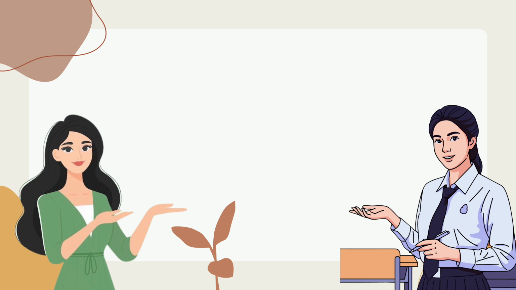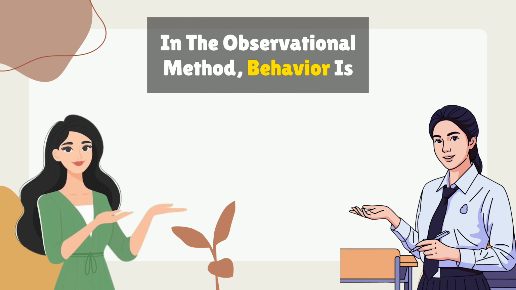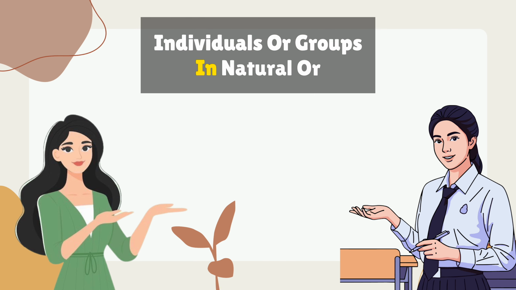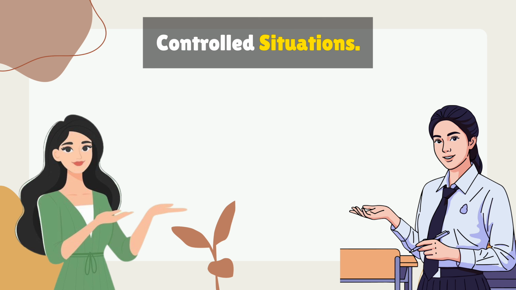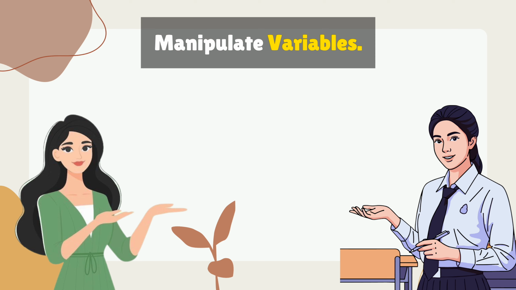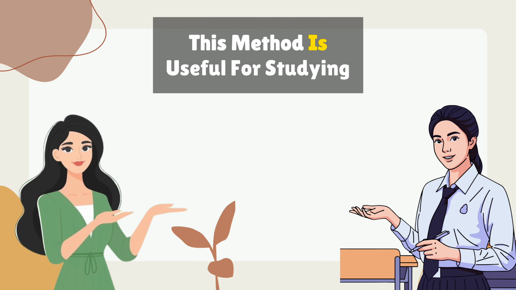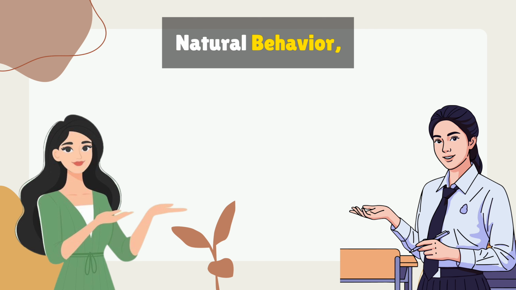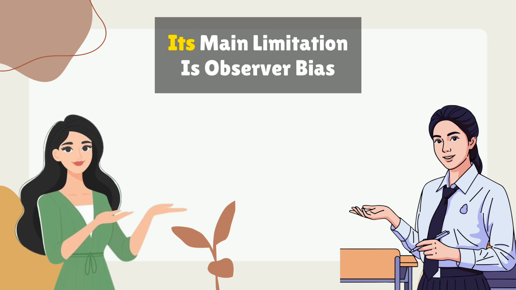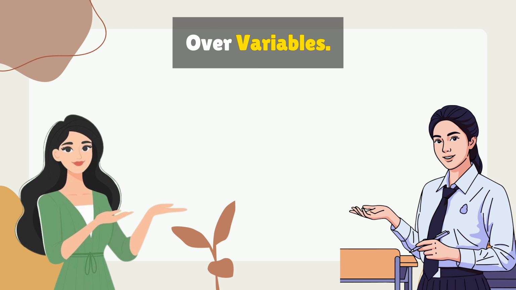Observational method. In the observational method, behavior is studied by carefully watching individuals or groups in natural or controlled situations. The researcher does not interfere or manipulate variables. This method is useful for studying natural behavior, social interactions, and group dynamics. Its main limitation is observer bias and lack of control over variables.